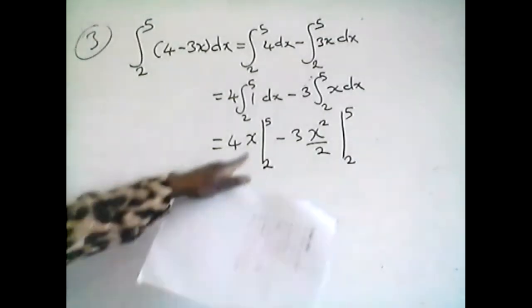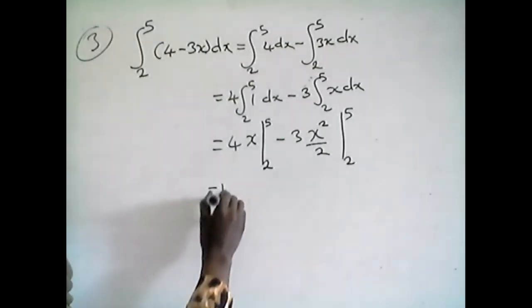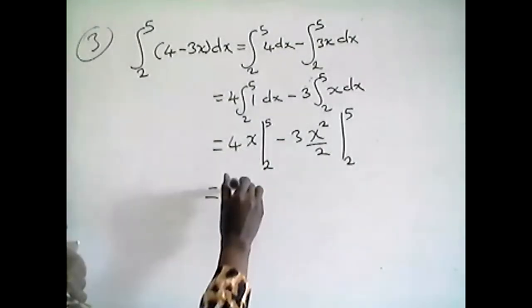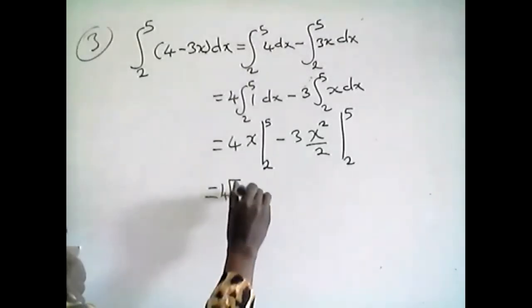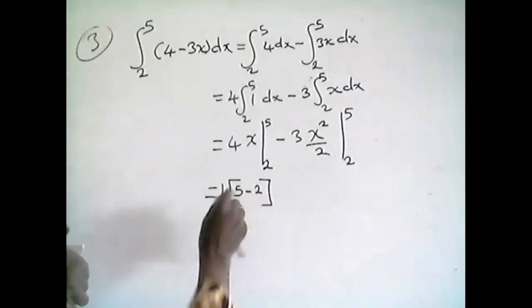So where there's x, we put a 5. So we'll say 4 times 5, then the lower limit is minus. You put 2 where there's x, so 4 times 2 here. So we are done with this part.